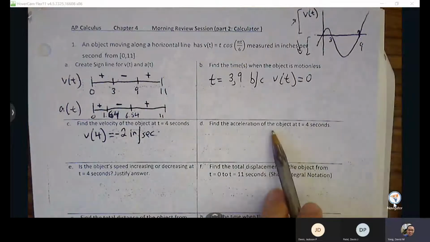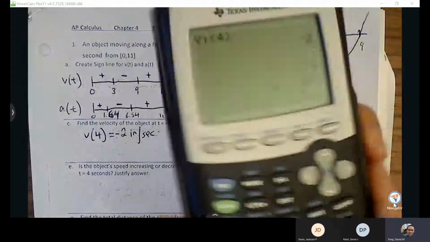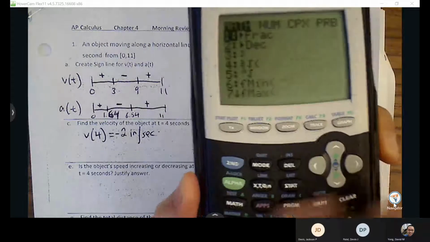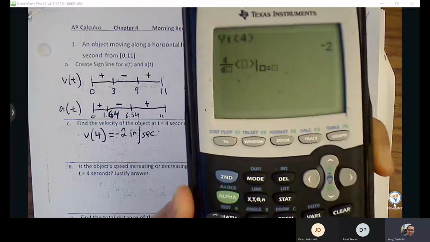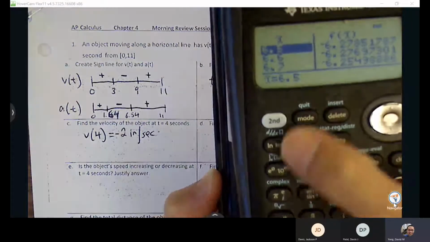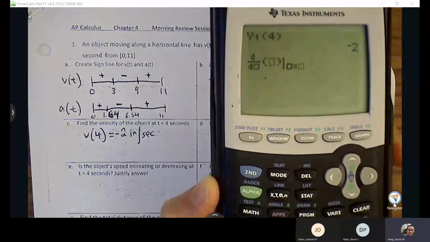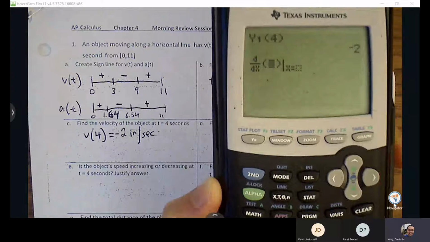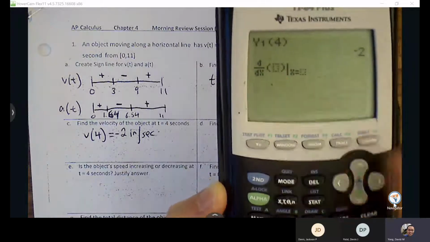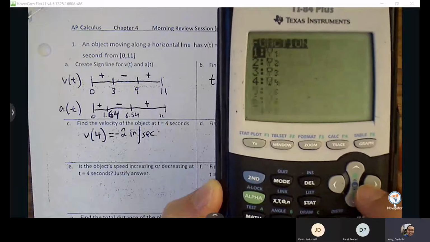Okay, find the acceleration. You know acceleration is the derivative of velocity. So if you go to Math 8, that d over dx feature, and you also have it on your scientific calculator, that derivative notation, right? Second ln will take you to that d over dx. So you can type in your function here, but on your graphing calculator, you can also just call that function.